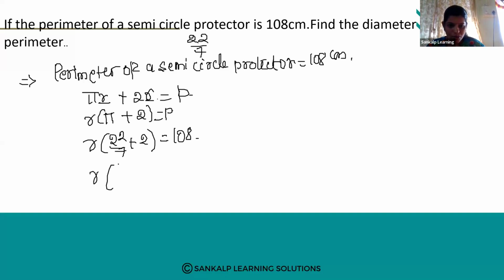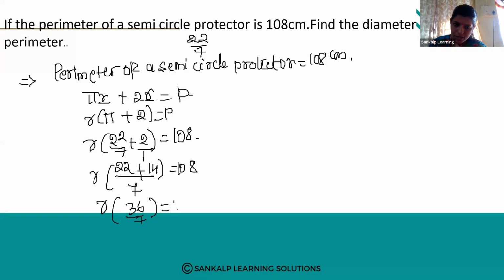Next, r into 22 divided by 7, take LCM. Nothing is there means 1. 7 into 1, that is 7, plus 7 2s are 14, is equal to 108. Now, r into 22 plus 14, 22 plus 14 is 36 divided by 7 is equal to 108. Now, if you transfer this 36 divided by 7 to this side, you will get r is equal to 108 into 7 divided by 36.